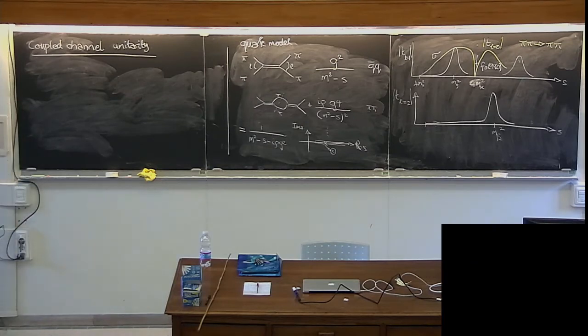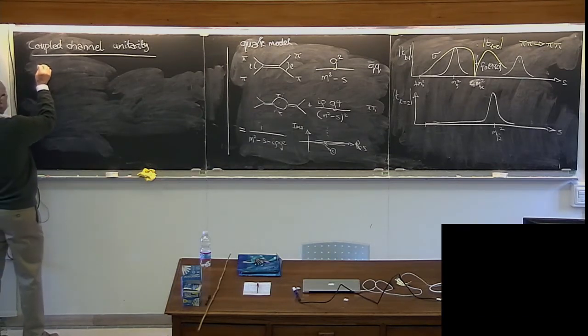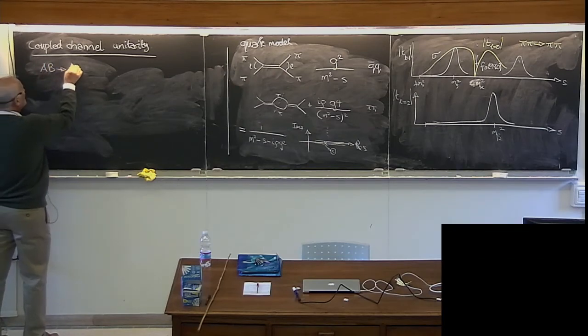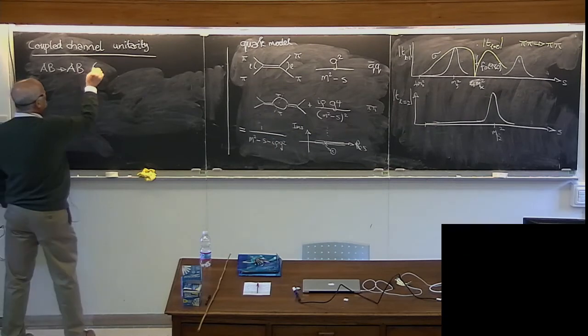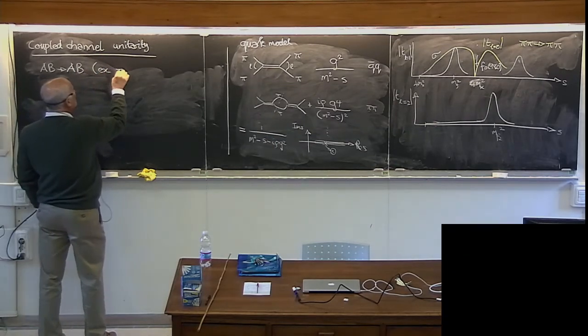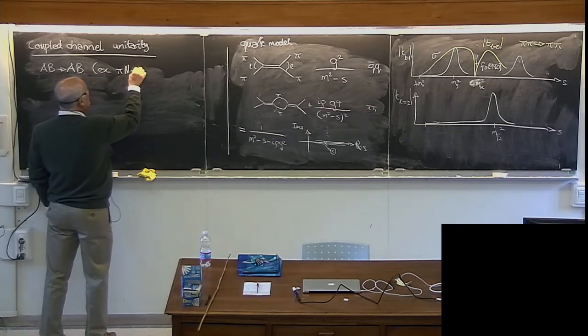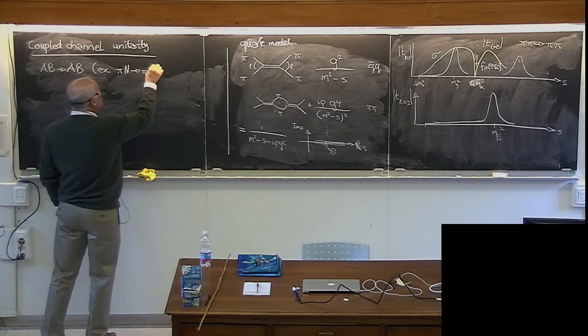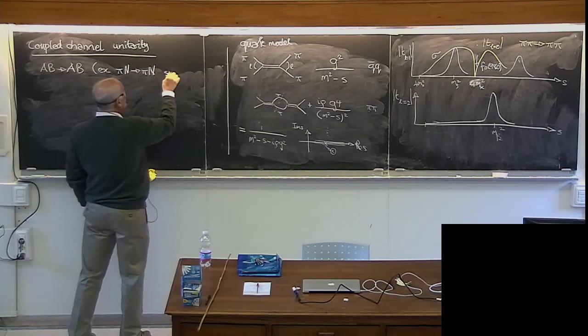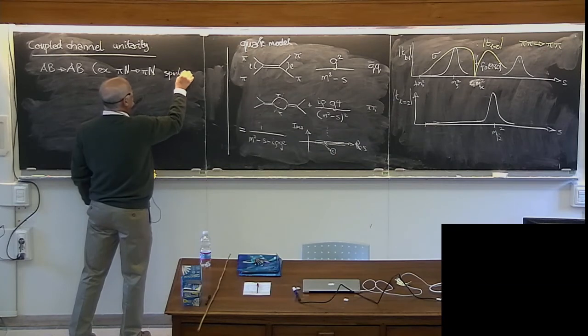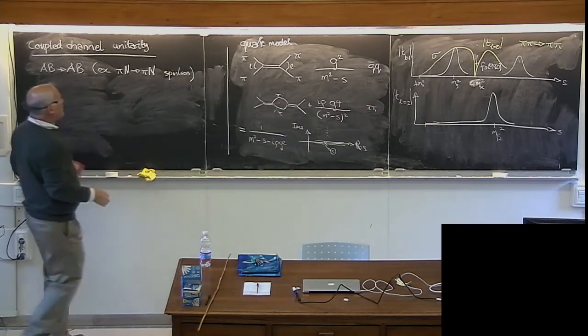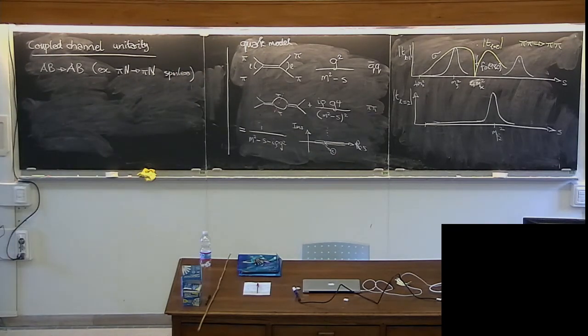So let's consider an elastic amplitude, AB goes to AB. An example would be pi n to pi n. The only thing I'm going to assume is that it's spinless. Of course, nucleons do have spin, but in other words, it doesn't have to be a meson amplitude. It can be equally a nucleon amplitude.